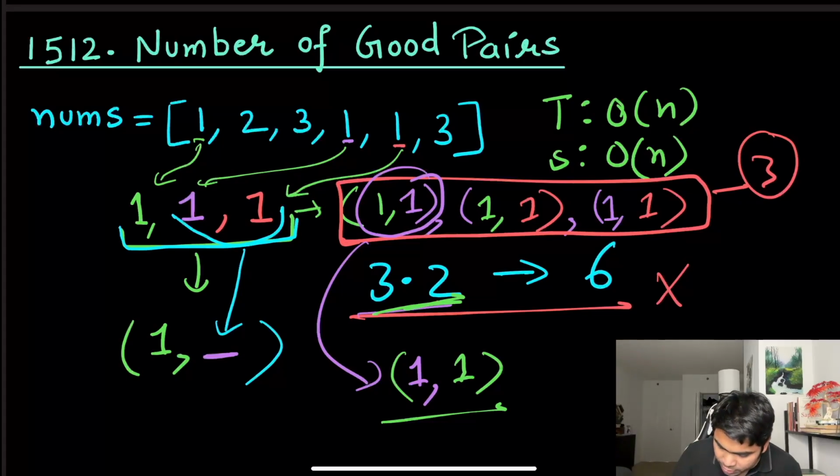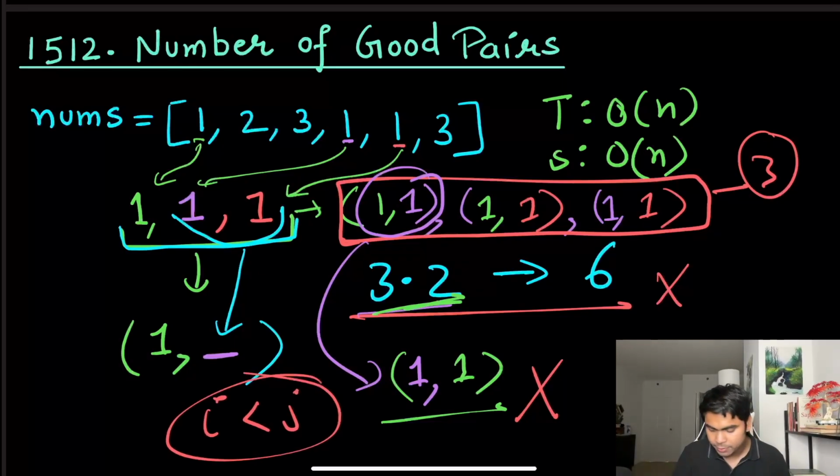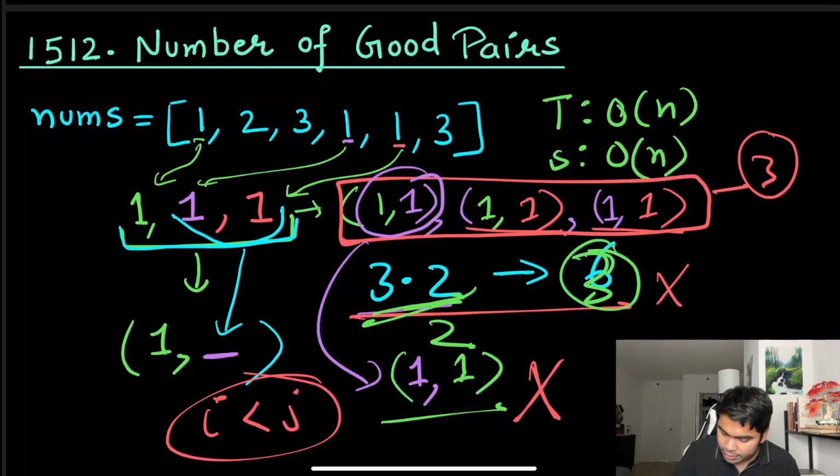By the way, this is not allowed. Why? Because we have been asked that i has to be less than j. So that is why this cannot be counted. What happened is we have counted twice as many pairs as we were supposed to count. So that is why we will have this value divided by 2, which will give me 3, and that's the number of pairs that I will add to my final answer.